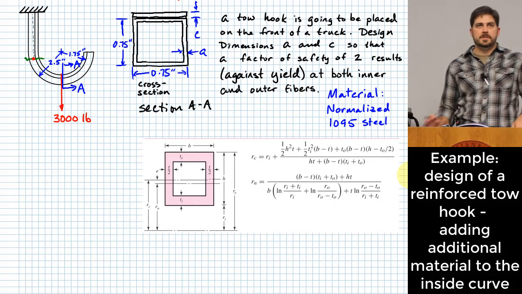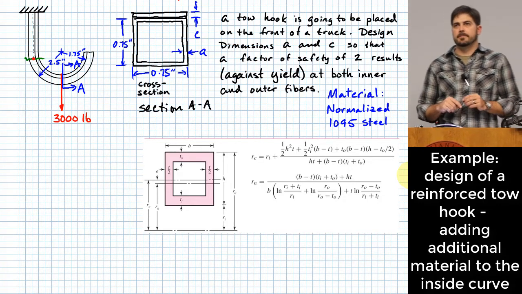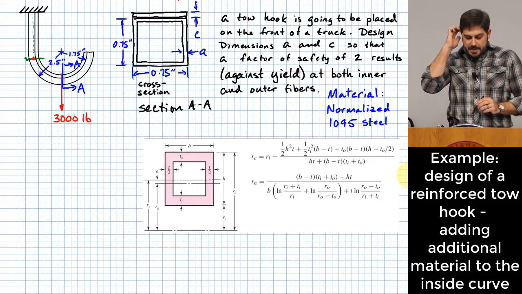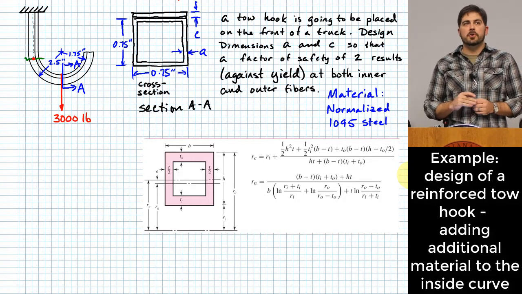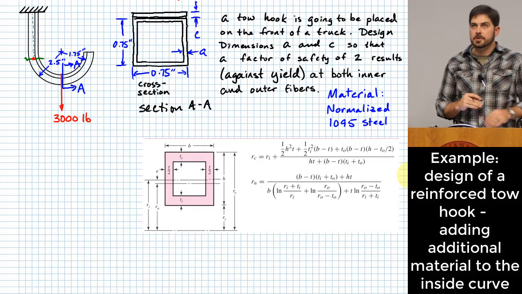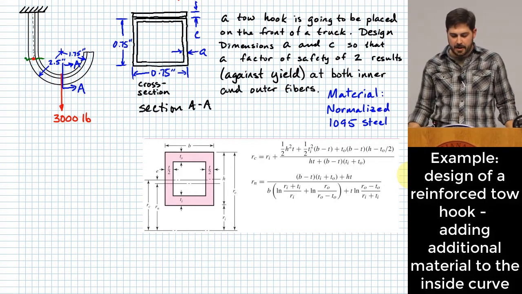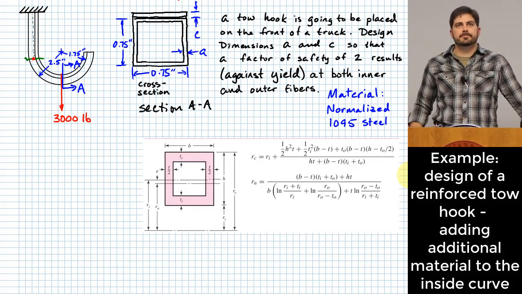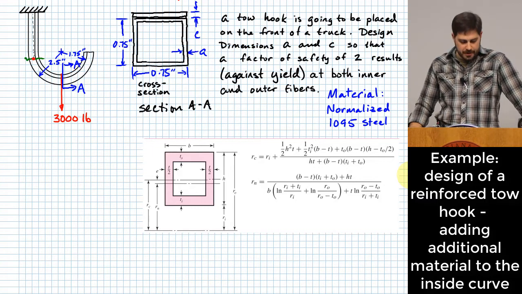This problem is a little bit more design oriented, okay? The idea here is that we want to put a tow hook on the front of a vehicle, and we want this tow hook to be able to withstand 3,000 pounds of load in the middle of the hook there, just like it's shown.